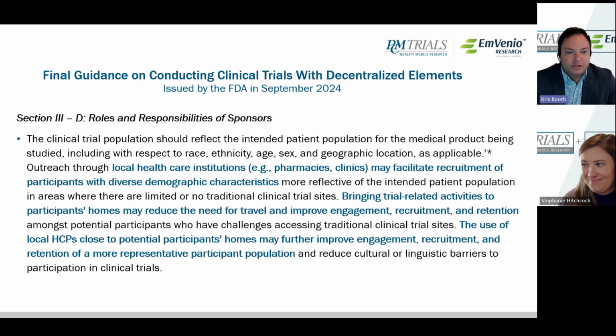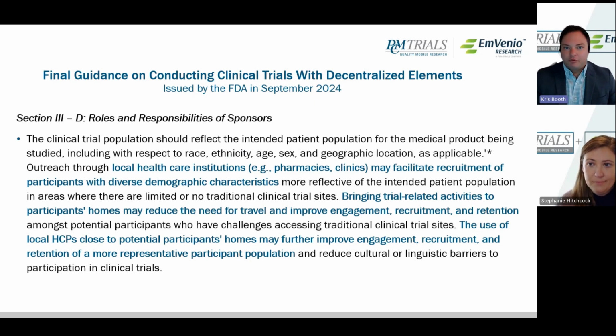But this is essentially what the roles and responsibilities of the sponsors look like and how that can work with decentralized elements. So for years, decentralized elements have been a kind of a banner or a flag that people have used to say that they can access research naive populations, and not even marginalized ones, but certainly those as well. But even the populations that just don't have research access.